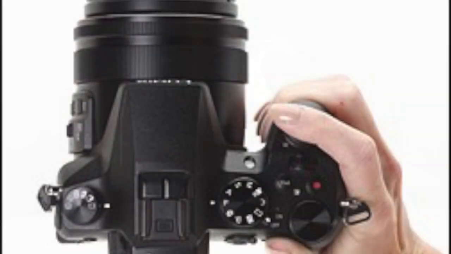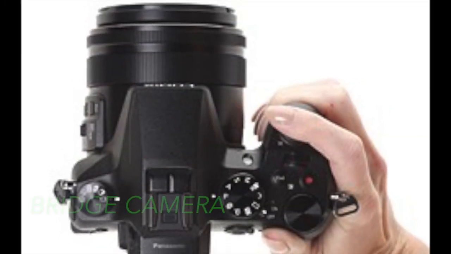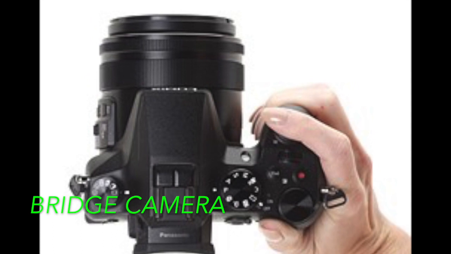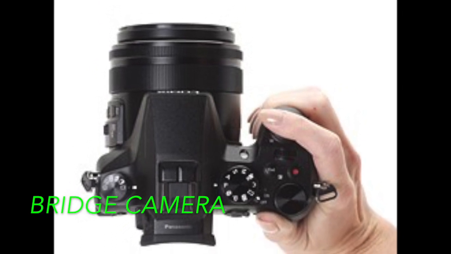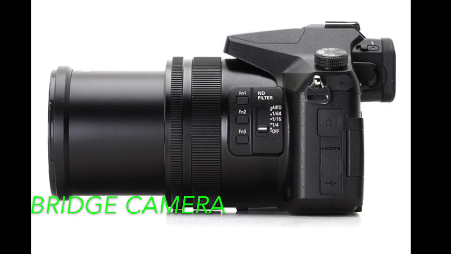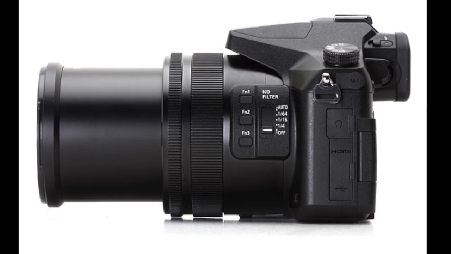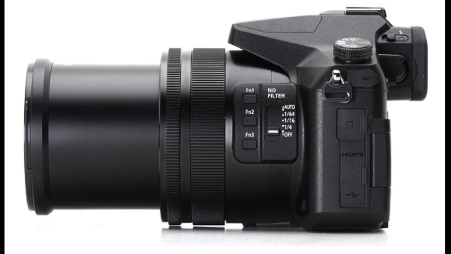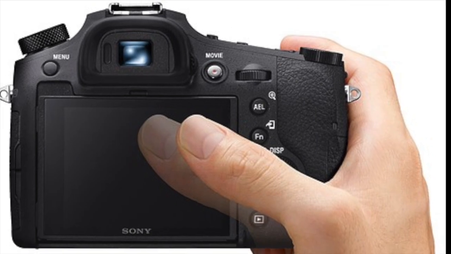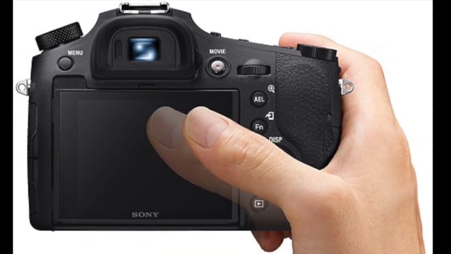Another subtype is the bridge camera, so called as it bridges between a pocket zoom and a DSLR or mirrorless. It is larger than a pocket zoom because it uses a larger sensor and is more akin to a mirrorless except for the ability to change lenses.